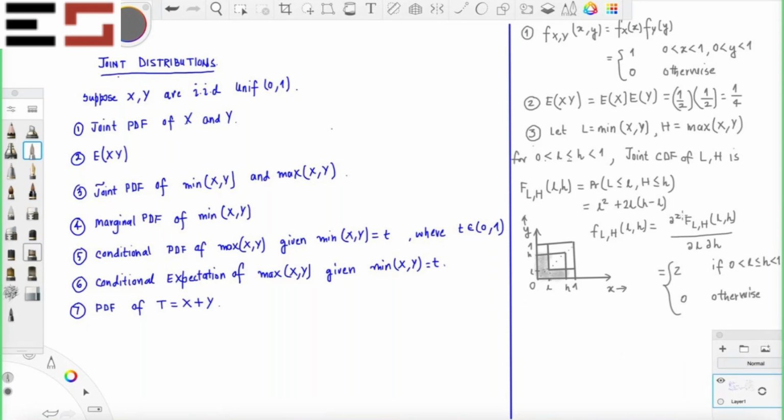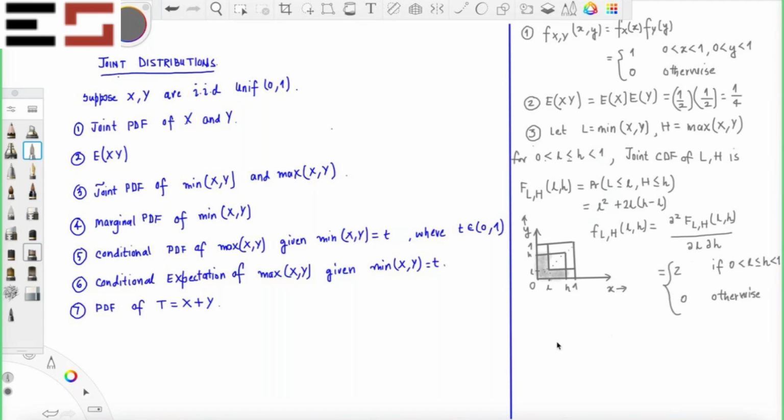Take the derivative with respect to L, then with respect to H. Notice that this term does not have any H, so this will become 0 eventually. This term does not have any H again, so this will also become 0. So the only term that will not become 0 is 2LH. And it will become 2 because, once you differentiate with respect to L, L will go away. Then if you differentiate it with respect to H, H will also go away and you'll be left with just the constant 2. Is that okay? Have you understood this? Okay, so this is the joint PDF of L and H. This is what we were interested in.